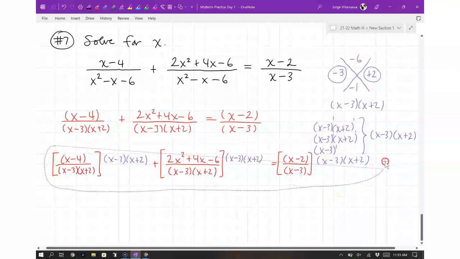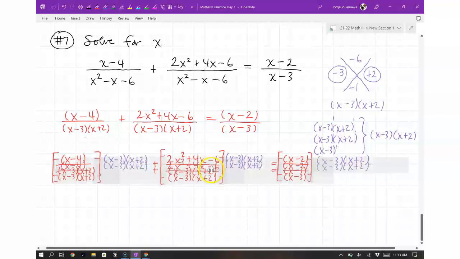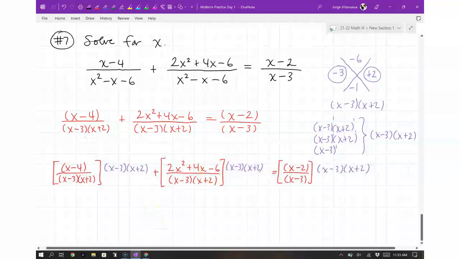Give me a second here. I'm going to cheat a bit. I'm moving it down. So once you do this, I'm going to cancel out stuff all over the place in the denominators. Notice x minus 3, x minus 3, x plus 2, x plus 2. That's gone. Look at the middle one. X minus 3, x minus 3, x plus 2, x plus 2. Look at the last one. Almost everything cancels, right? There's still an x plus 2 on the end, but that's okay.